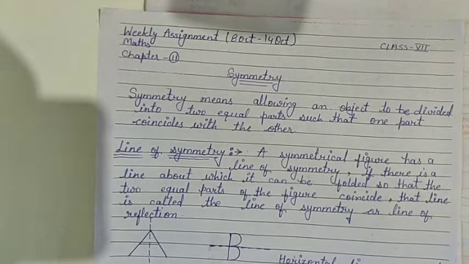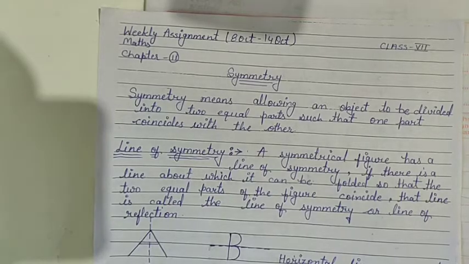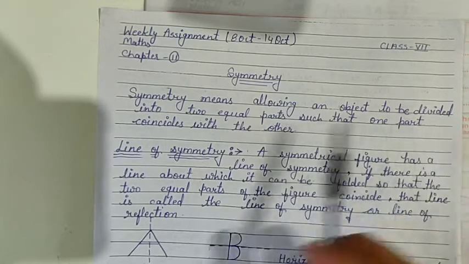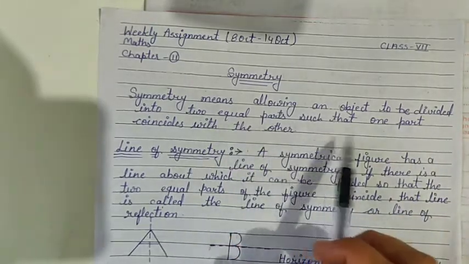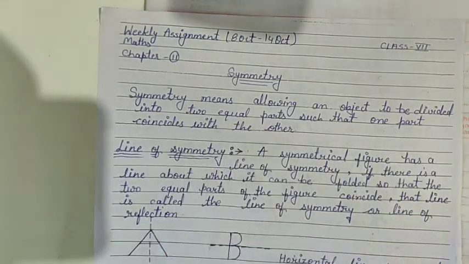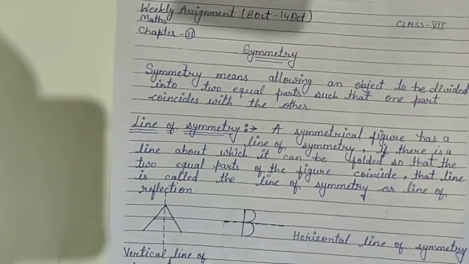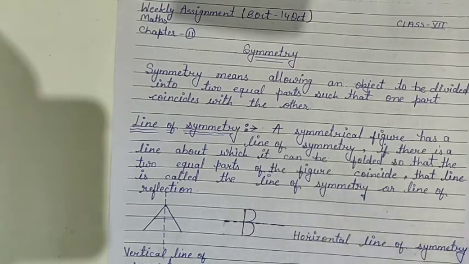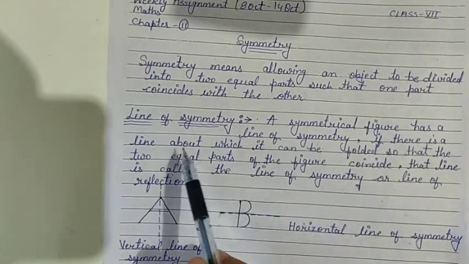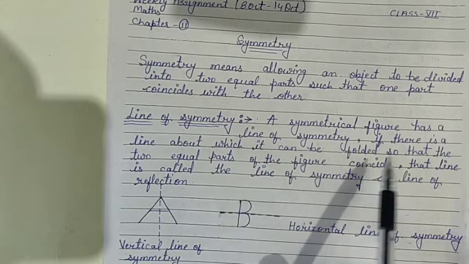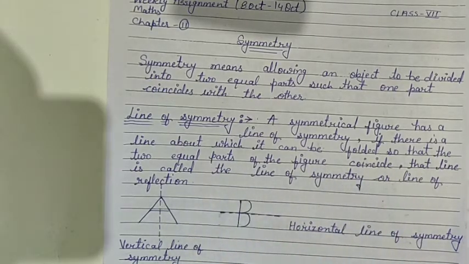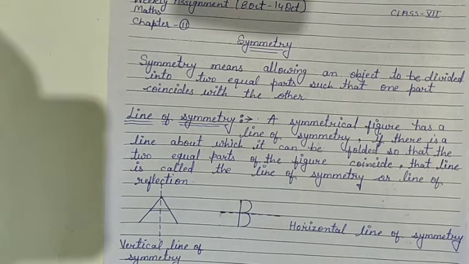Hello students, today I am going to start our chapter number 11, that is symmetry. Firstly, what is symmetry? Symmetry means allowing an object to be divided into two equal parts such that one part coincides with the other. And what is line of symmetry? A symmetrical figure has a line of symmetry. If there is a line about which each can be folded so that the two equal parts of the figure coincide, that line is called the line of symmetry or line of reflection.